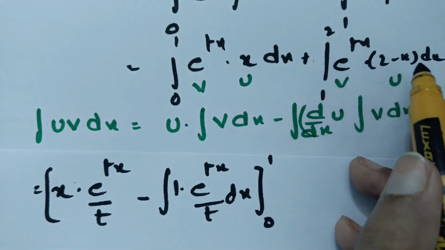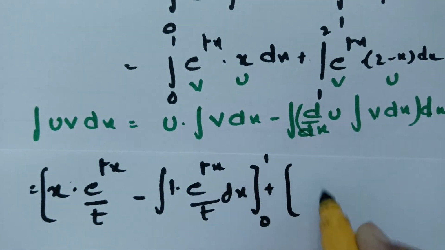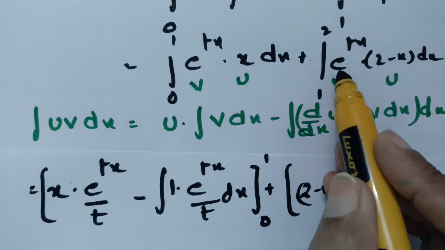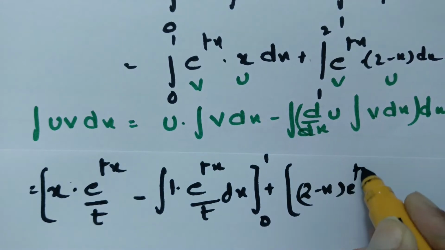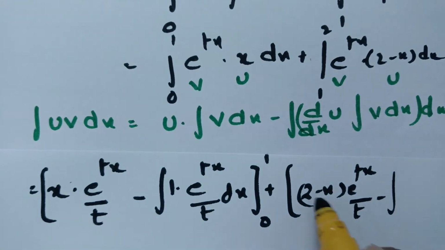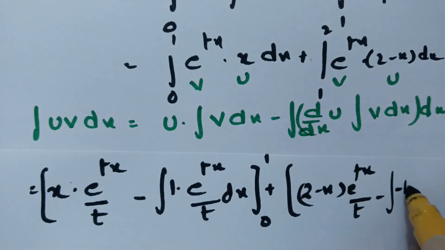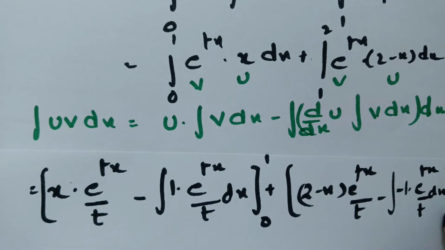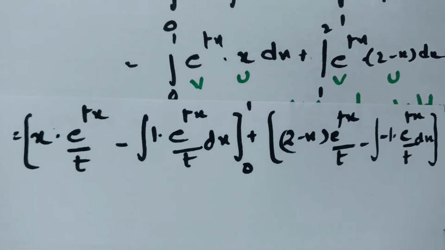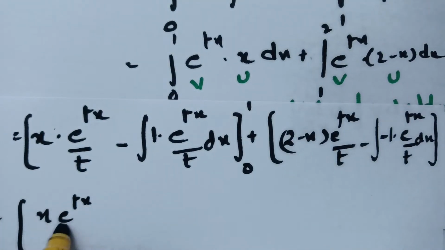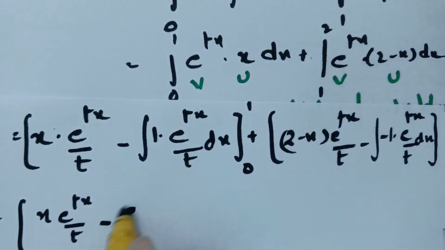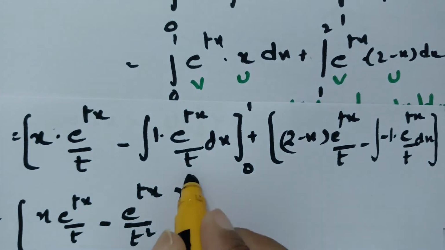And see here, this is also uv. So u I am going to leave, that is 2 minus x. Again I have to integrate v, that is e power tx; for x it is 1, t remains. Minus, 2 minus x is a constant, so this is minus 1 times e power tx by t into dx. So this is equal to x e power tx by t minus e power tx by, for x 1, t square, between the limits of 0 and 1.